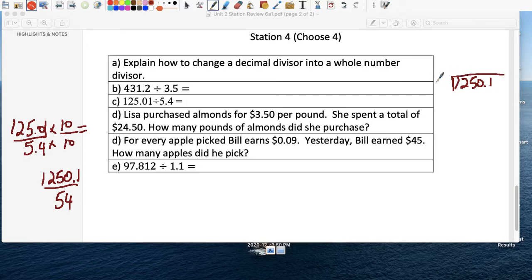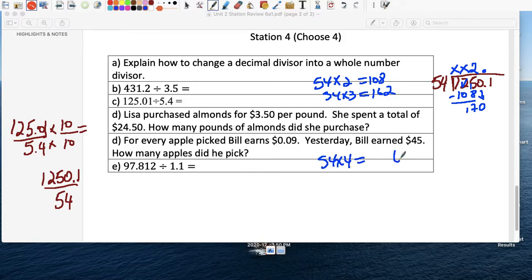1250.1 divided by 54. So remember, the first thing we have to do here is I want you to bring that decimal up. 54 goes into 1? No. Goes into 12? No. Goes into 125? Yes. 2 times. 54 times 2 equals 108. 54 times 3 is 162. That's too much. So 2 times, 108. Subtract. We're borrowing. 125 minus 108 is 17. Let's bring the 0 down. Can 54 go into 170? Well, let's try 54 times 4. 4 times 4 is 16. Carry 1, 20.